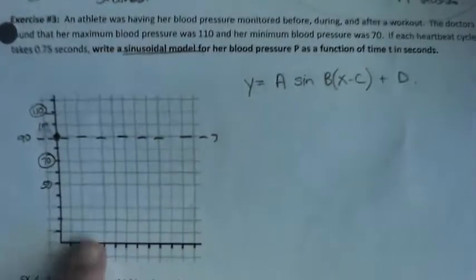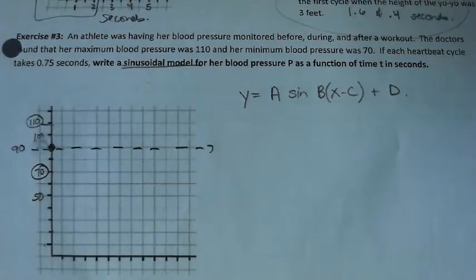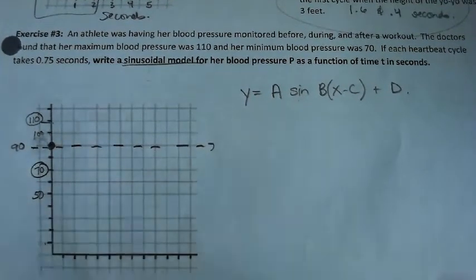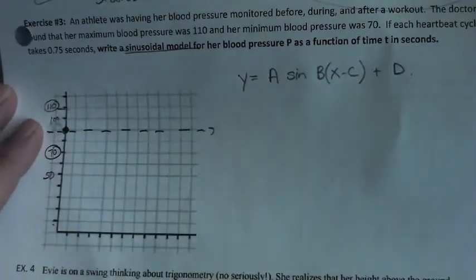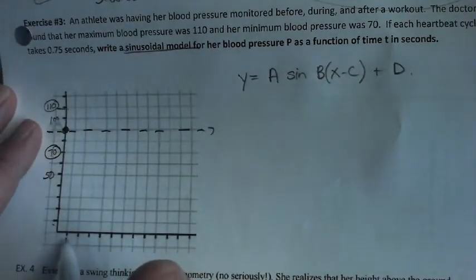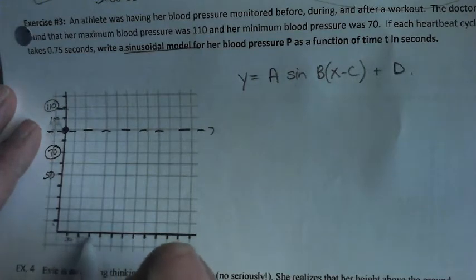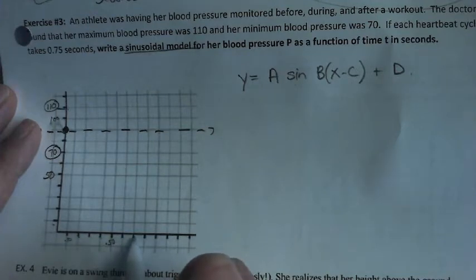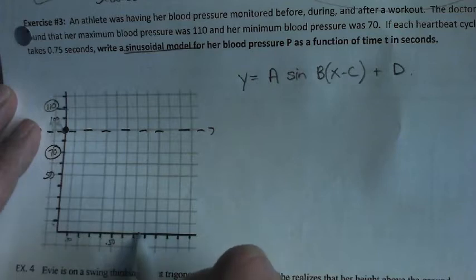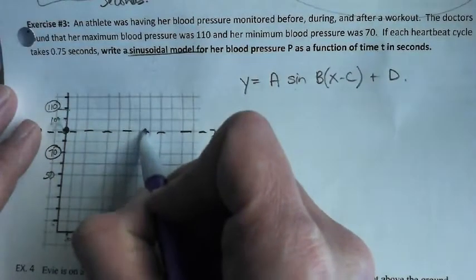How long is it going to take to get our full cycle in? Did it say? 0.75. So I want to get to 0.75. Maybe I can count by 0.10, 0.20, 0.30, 0.40, 0.50, 0.60, 0.70. So 0.75 would be right about here. Is that fair? So that's where my cycle is going to end.